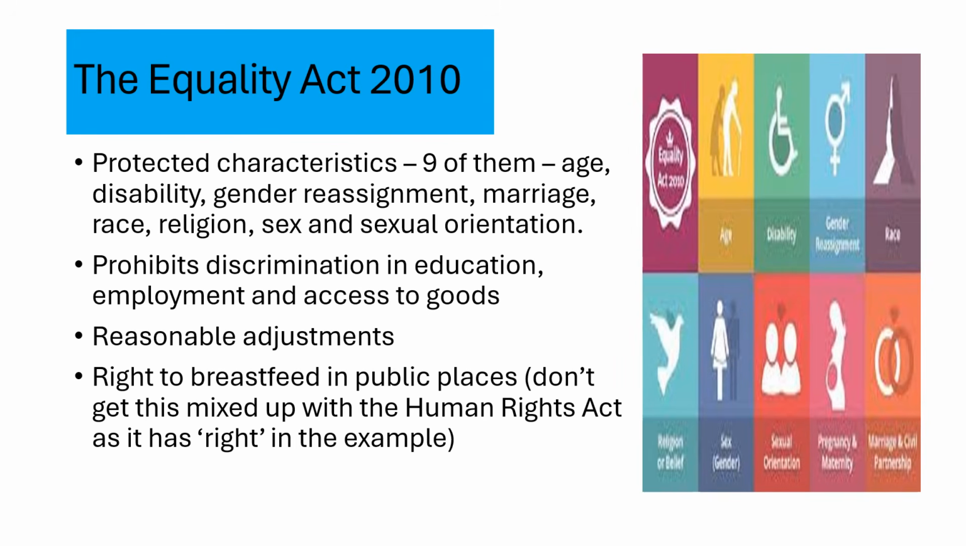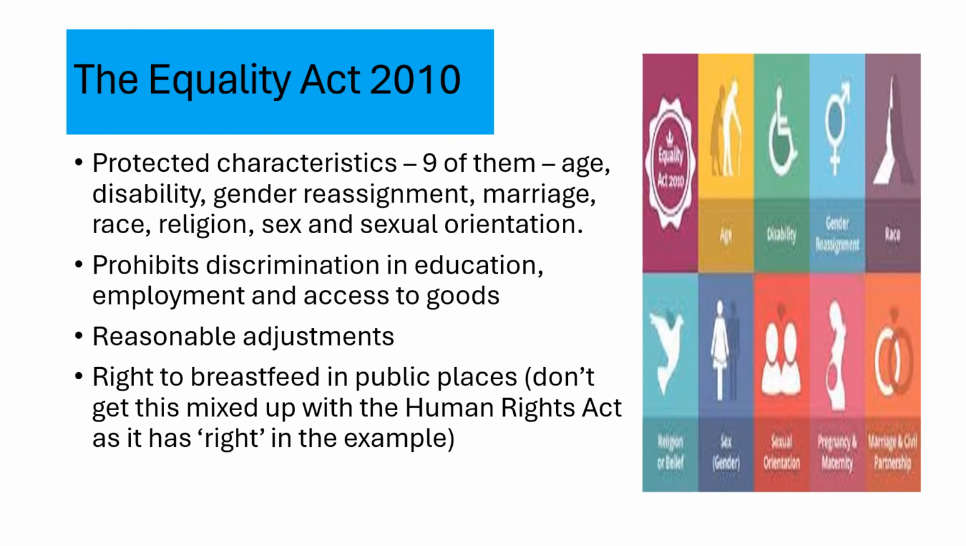So we move on to the Equality Act, and what they'll be expecting you to know is mainly about the protected characteristics of the Equality Act. So there are 9 of them. Please make sure you revise this. So it's age, disability, gender reassignment, marriage, race, religion, sex and sexual orientation.